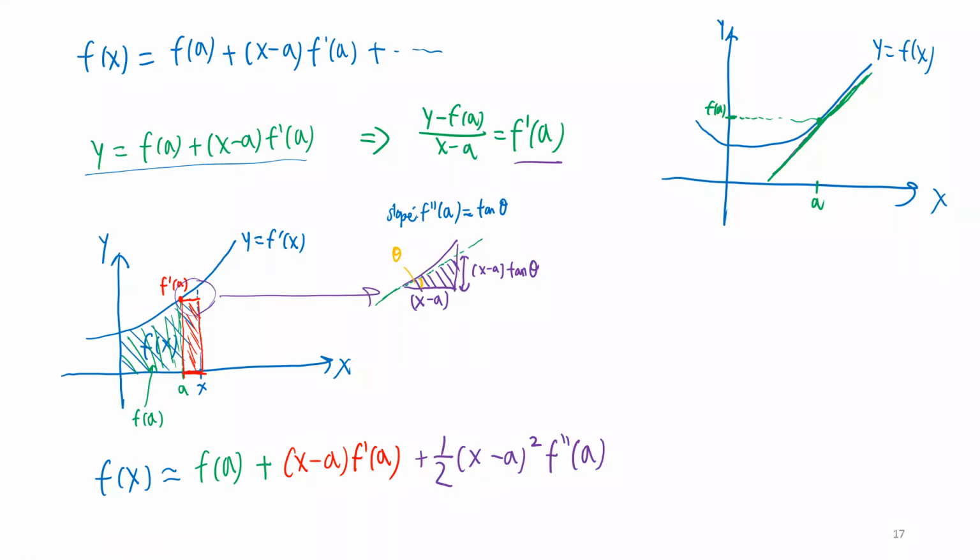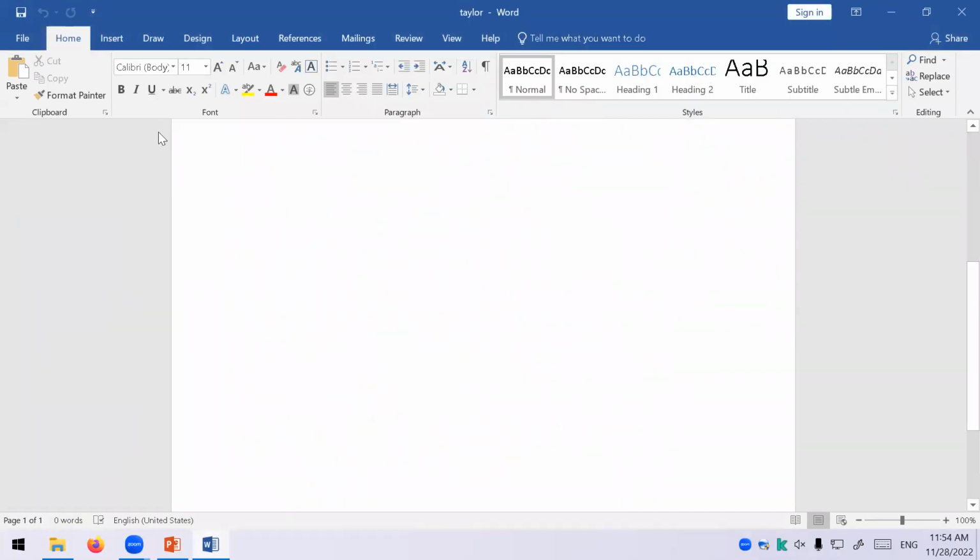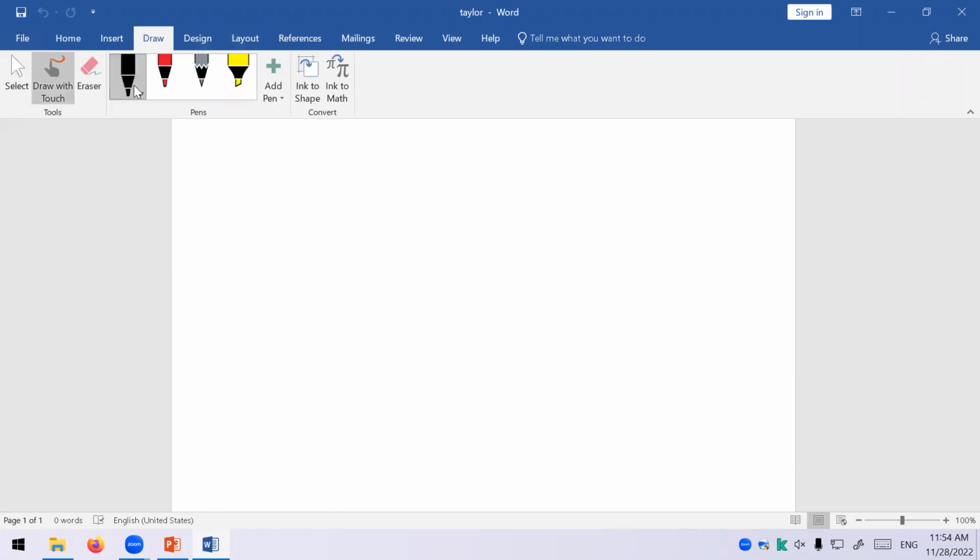Okay, so then let's do a simple example over here. Say I have y equals f of x, which is equal to e to the x, an exponential function. And then I want to find the Taylor series at x equals 0.